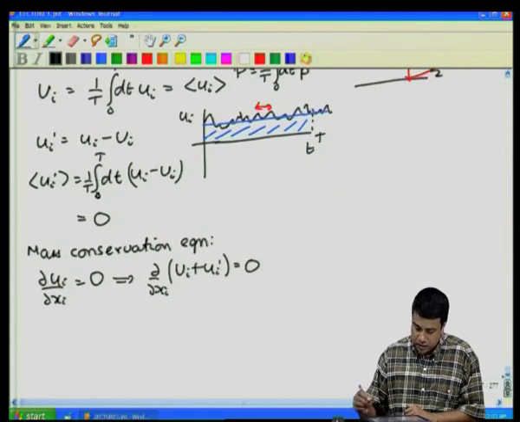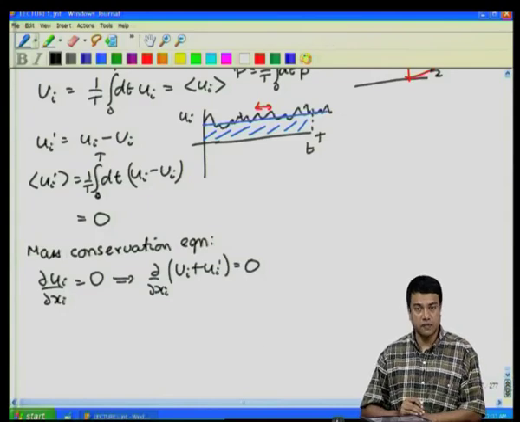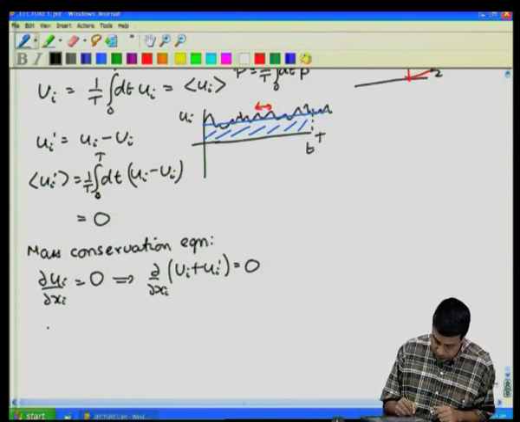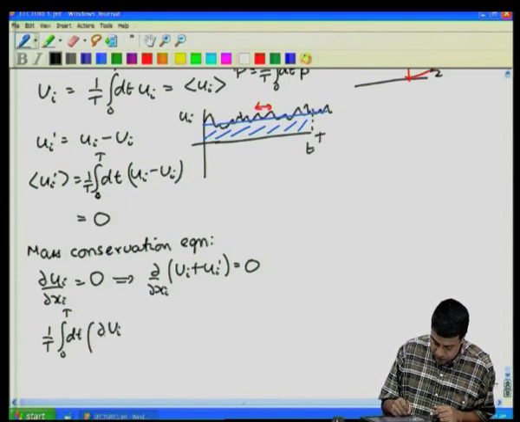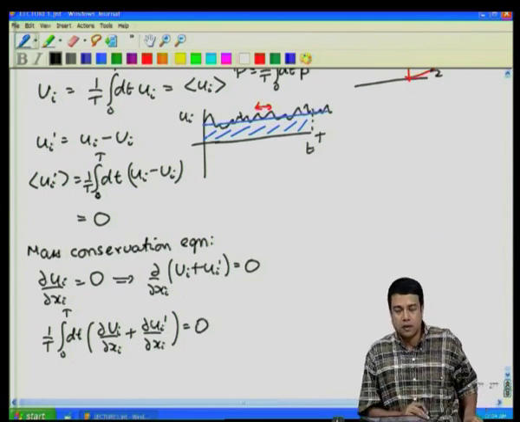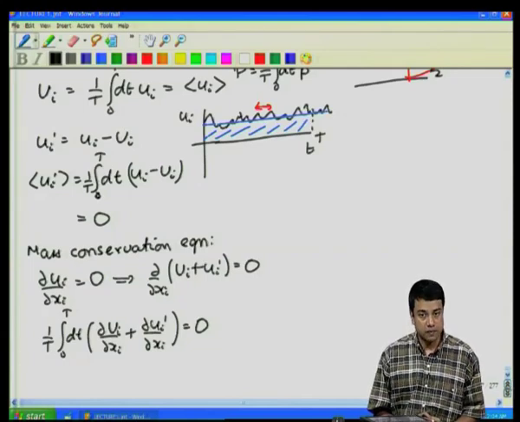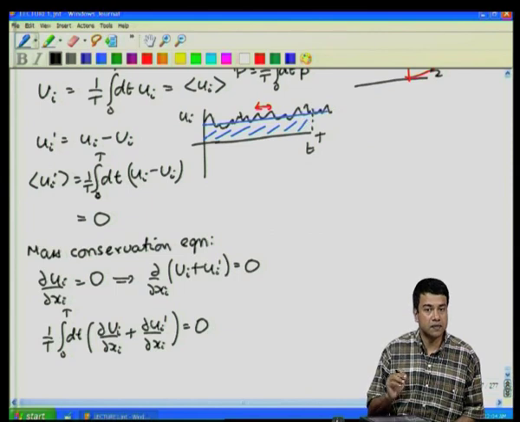To get the mass conservation equation for the mean velocity alone, you do the usual, that is, you integrate over time and divide by time. So, I can do the 1 over T integral 0 to T dt of partial U I by partial x I plus partial u I prime by partial x I is equal to 0. Note that the mean velocity capital U I is independent of time, because at a given location I have found out what the average velocity is by integrating over time.